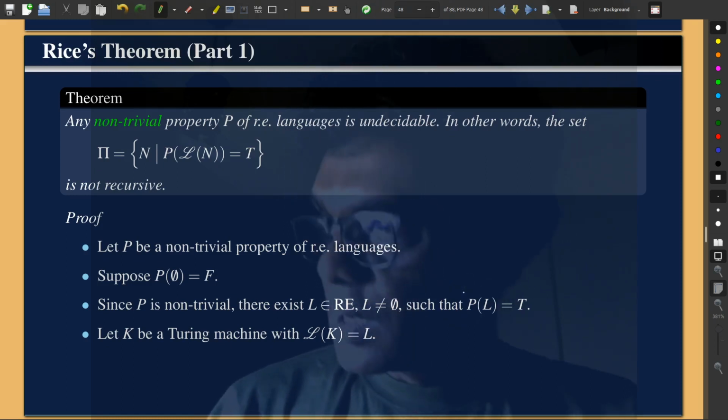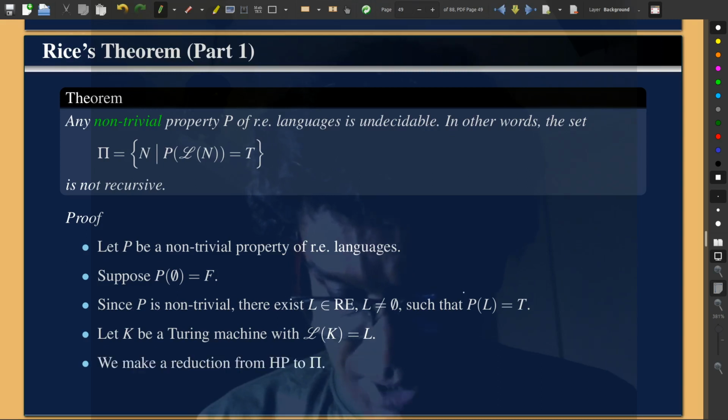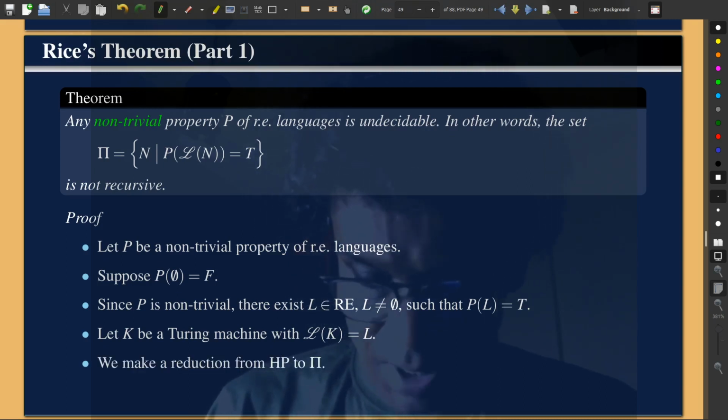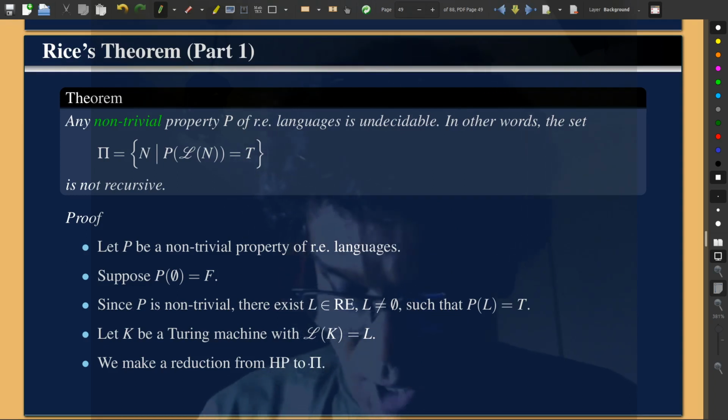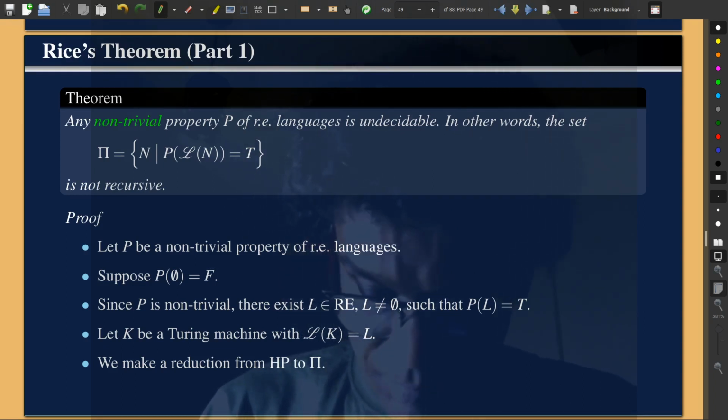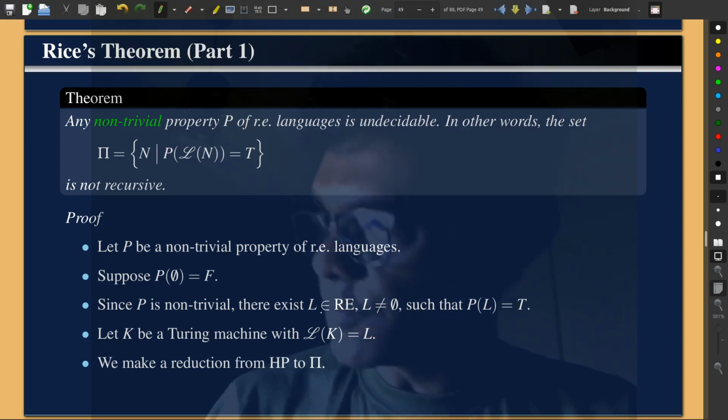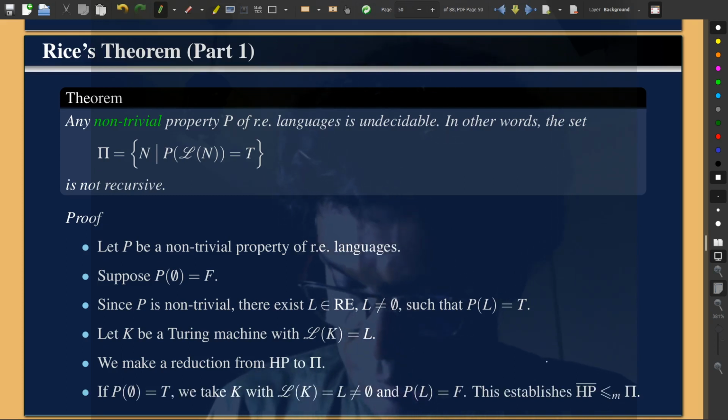With this in mind, we will propose a reduction from the halting problem, HP, to pi. And the same reduction will work if the empty set does satisfy the property. But then, since the property is not universally true, I will have some L in RE for which P of L is false. And we will take a Turing machine K such that the language of K is equal to L. The same reduction will work. Only thing is that the reduction will be from the complement of HP to pi.